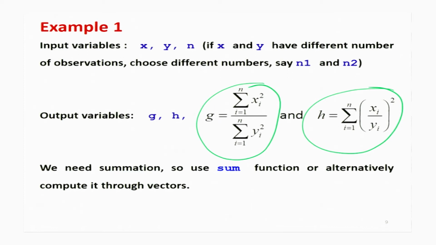So obviously we need to store the values of xi in a data vector x and the values of yi in a data vector y, so we denote them here as x and y, and this is n. In this case I have taken the summation going to the equal number of observations, but if there is a different number of observations, then you can use n1 and n2 in place of n without any problem. I denote this function as g and this function as h.